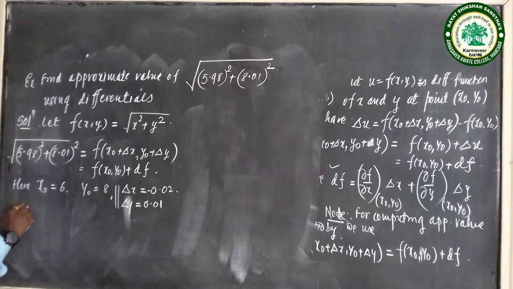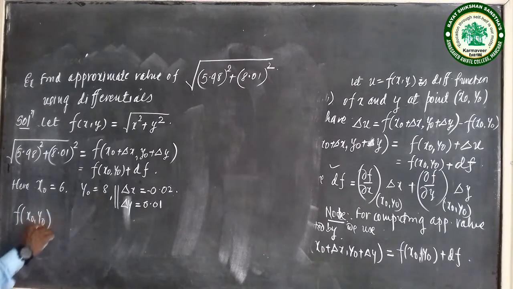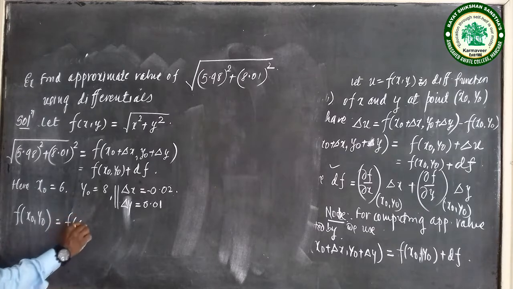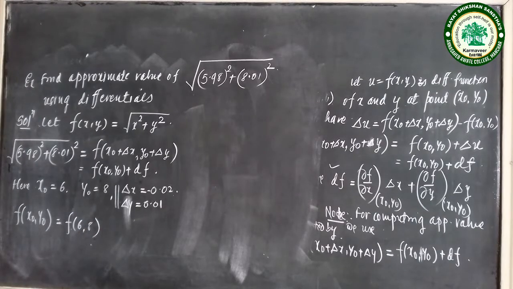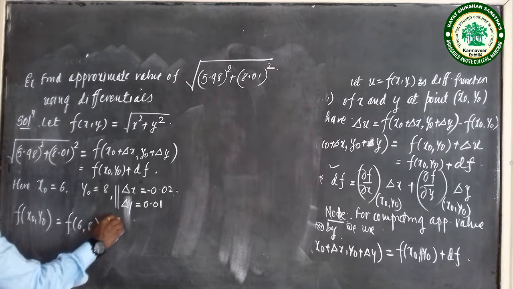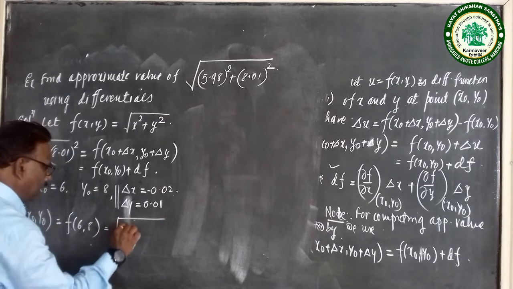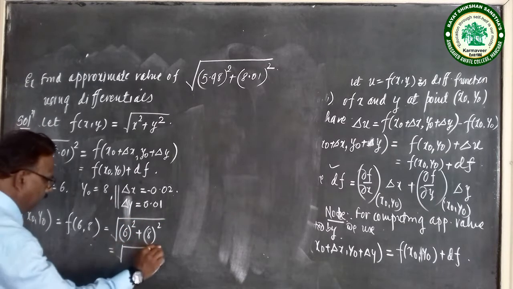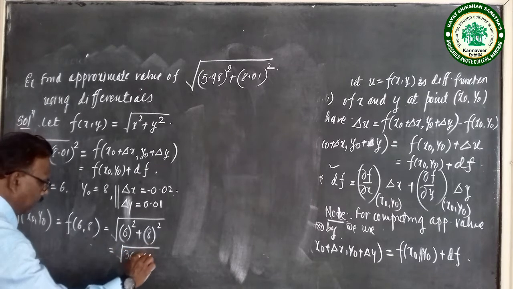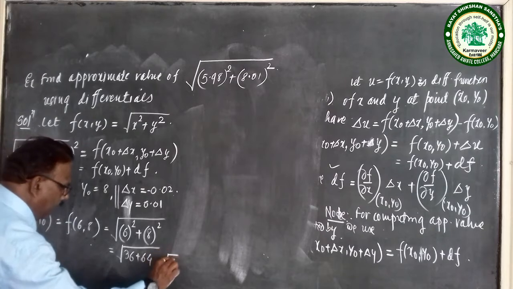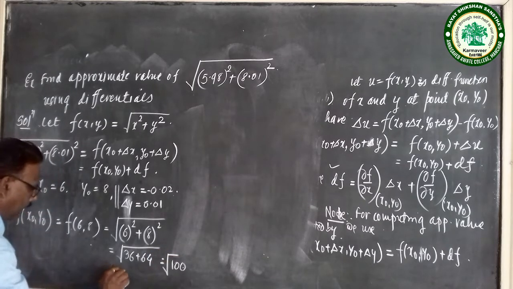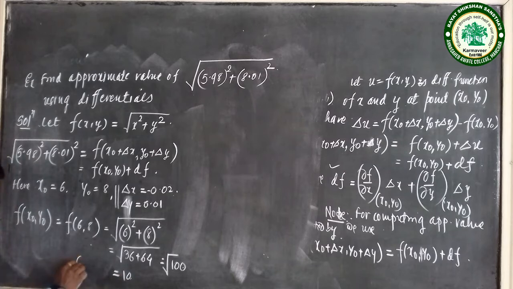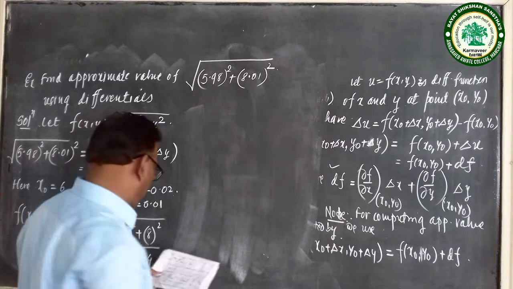Therefore, you first have to estimate the value of the function at x₀, y₀, which is f(6, 8). The value of the function at point (6, 8) is equal to root of 6² + 8², which is equal to root of 36 + 64, which is root 100, which is equal to 10. That means f(x₀, y₀) is equal to 10. That is the basic value.